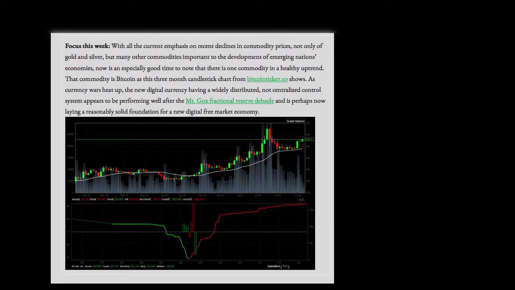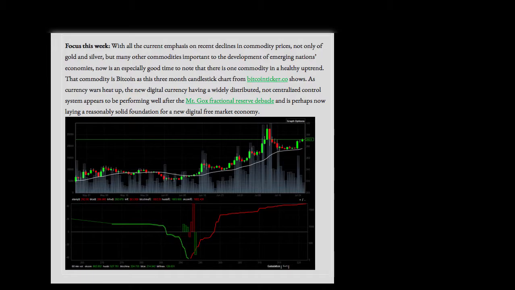Focus this week. With all the current emphasis on recent declines in commodity prices, not only of gold and silver, but many other commodities important to the development of emerging nations' economies, now is an especially good time to note that there is one commodity in a healthy uptrend. That commodity is Bitcoin, as this 3-month candlestick chart from Bitcoin ticker shows.